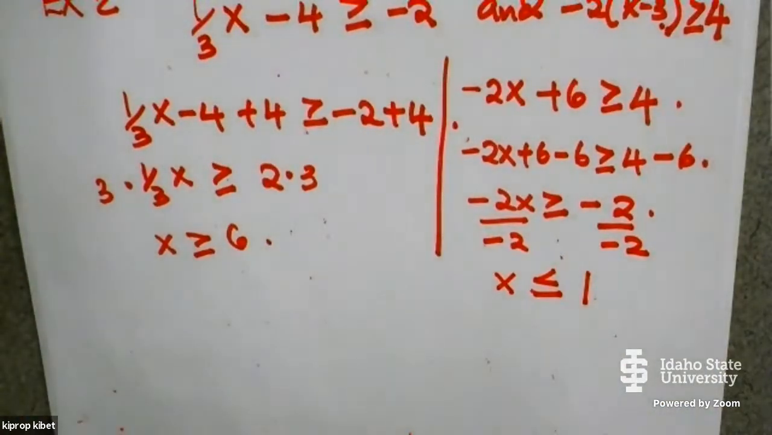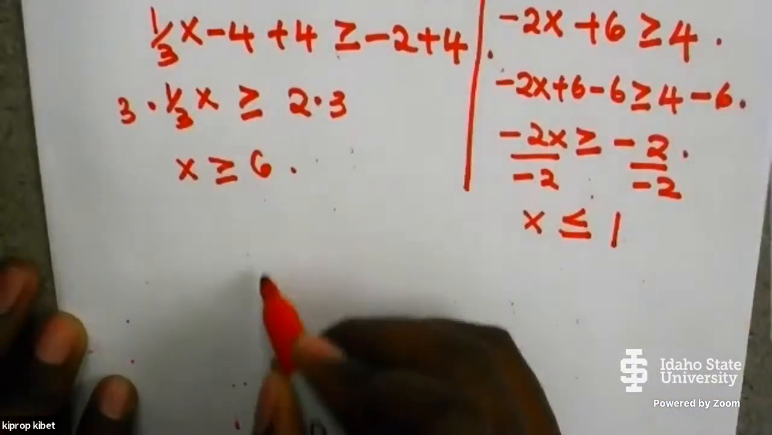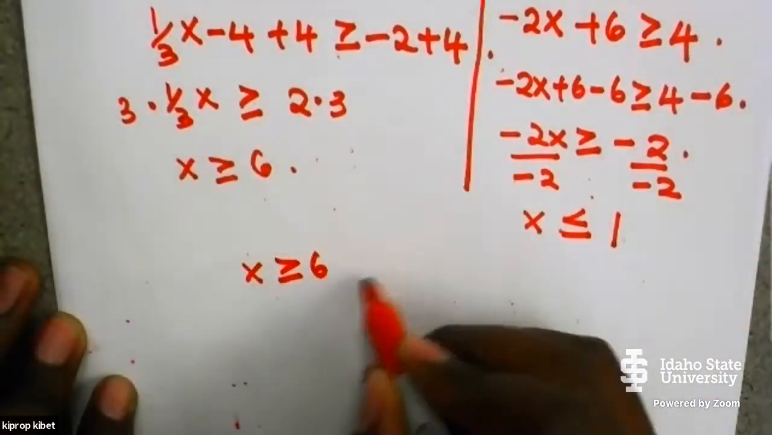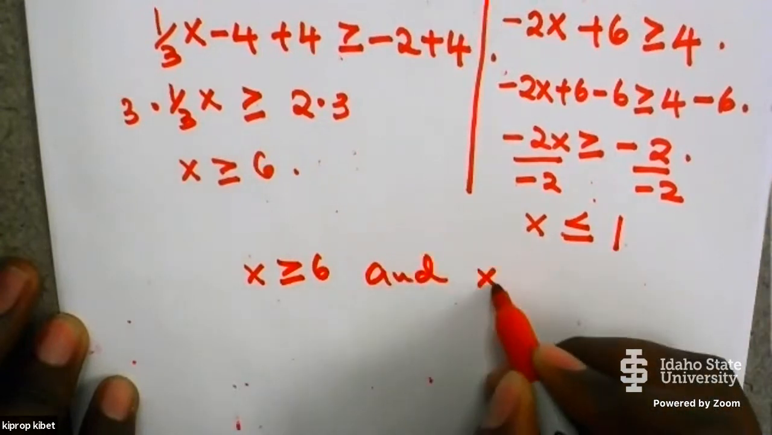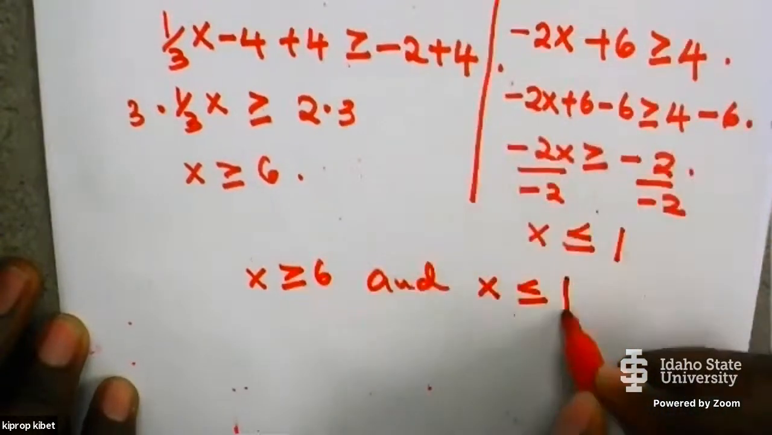So I know most of you, this is one of the mistakes that you may do in an exam, and it will cost you a lot. So make sure you remember that when you multiply or divide by a negative, you reverse that, you switch the inequality. Now we have x greater or equals to 6 and x less or equals to 1.